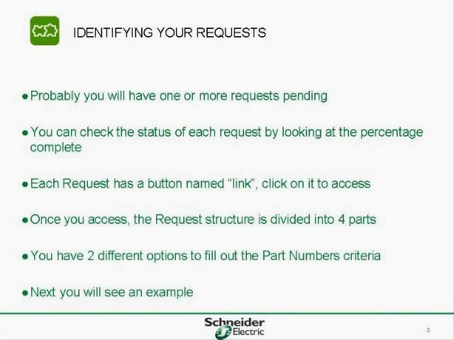Identifying your request. Probably you will have one or more requests pending. You can check the status of each request by looking at the percentage complete. Each request has a button name link. Click on it to access. Once you access, the request structure is divided into 4 parts. You have 2 different options to fill out the part numbers criteria. Next, you will see an example.